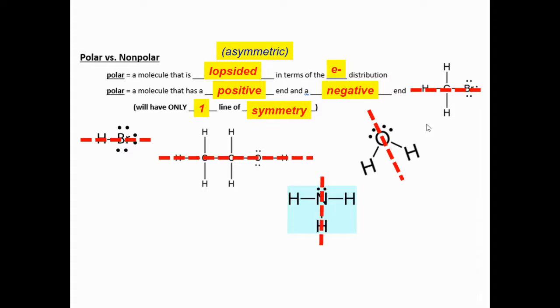One more good one to add would be NH3, ammonia. That's a very common example of a polar molecule. Okay? It has these electrons at one end, and it also has one line of symmetry.